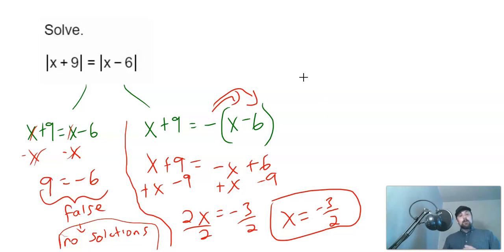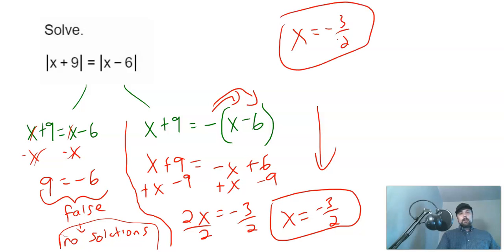So in MyMathLab, your answer would be there's one solution, and it's negative 3 over 2. So this would be our final answer here. So x equals negative 3 halves would be the solution to this equation. This didn't give us anything to add to that, so we just only have the one solution.